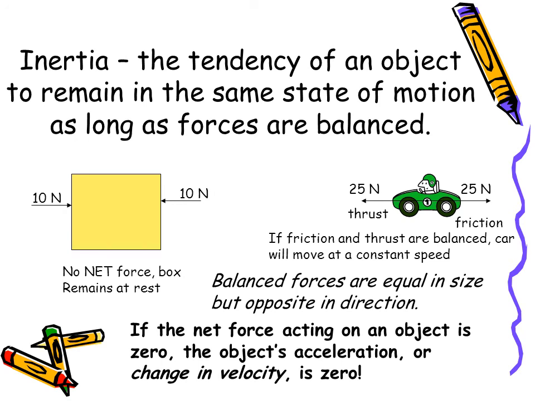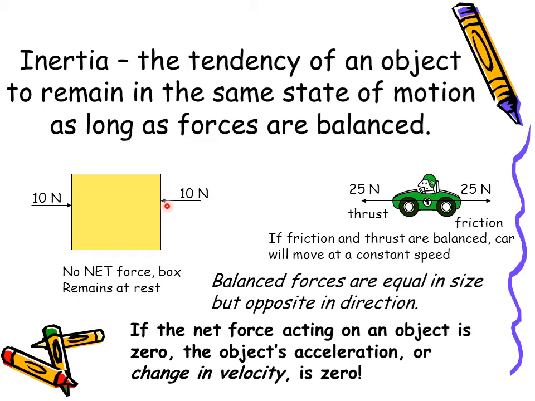Newton's first law is sometimes stated as: an object likes to keep on doing what it's already doing. If an object's at rest, it wants to stay at rest. If an object is moving, it wants to continue in the same state of motion. It wants to move in a straight line at whatever speed it's going at. The tendency of this object to remain in the same state of motion is called inertia, and this will happen as long as the forces are balanced.